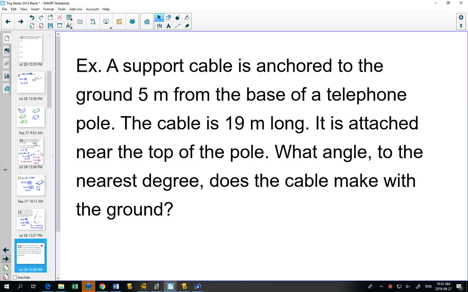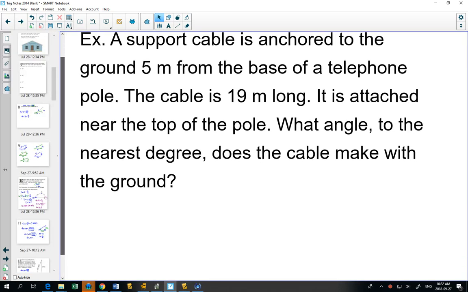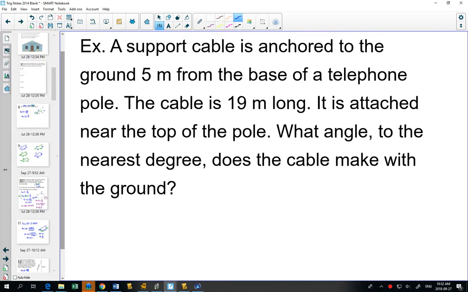So our last example for today: a support cable is anchored to the ground 5 meters from the base of a telephone pole. The cable is 19 meters long. It is attached near the top of the pole. What angle to the nearest degree does the cable make with the ground? So what we're going to find with word problems with trigonometry is you're going to need to draw a diagram. So we need to draw a telephone pole. There we go. There's our pole.